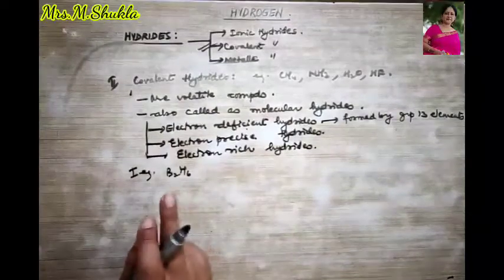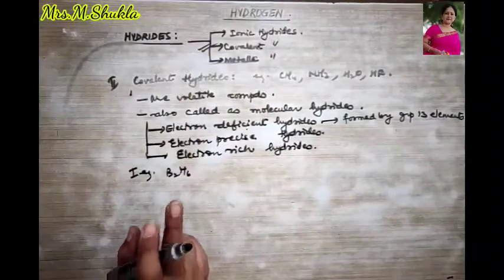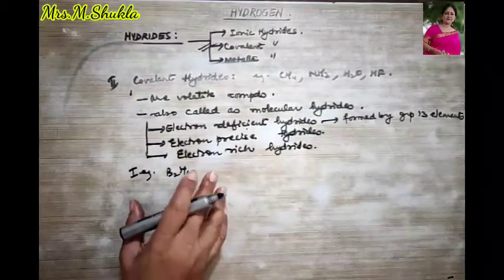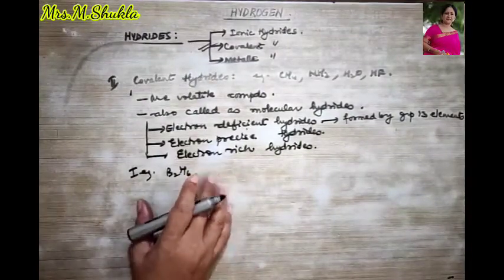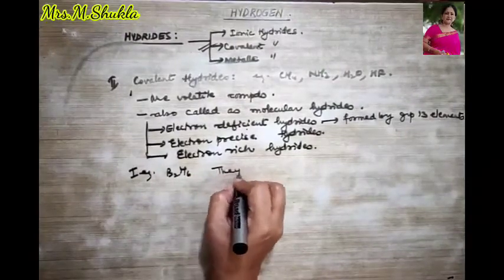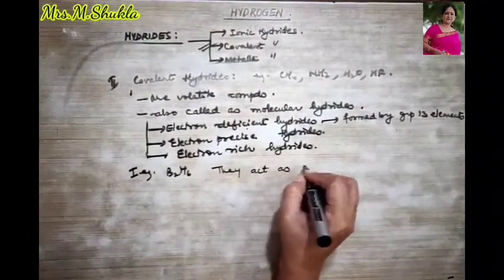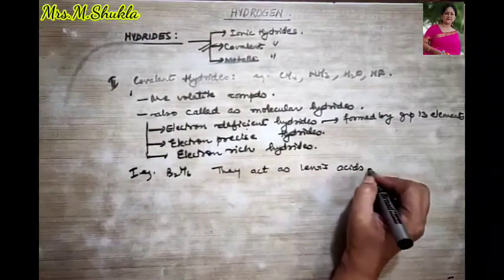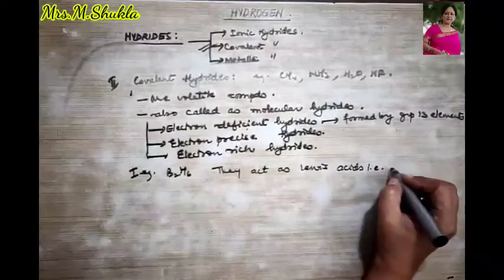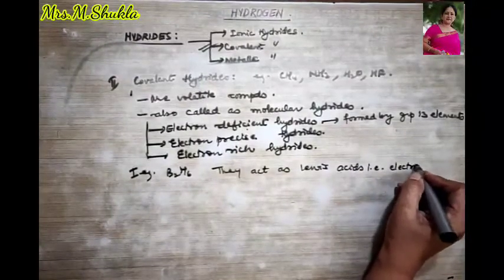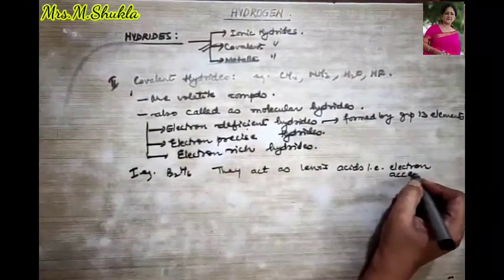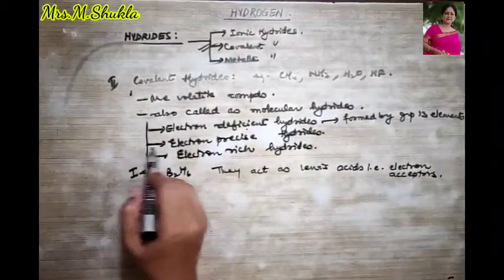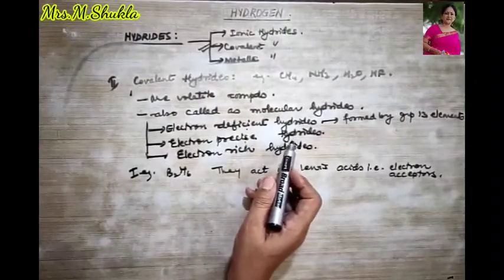So the first example over here can be B2H6, right? Over here they act as a Lewis acid, or in other words we can say they act as electron acceptors. Clear?